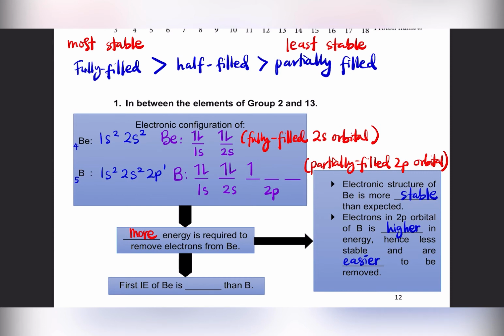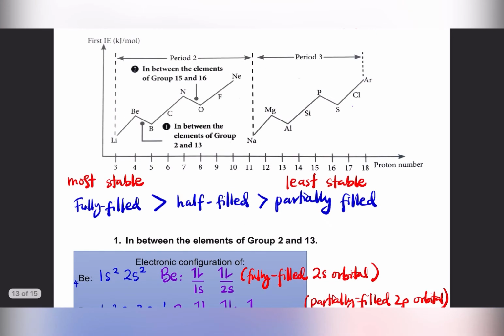So the first ionization of beryllium is higher than boron. So that is the explanation of how you describe the anomalous behavior for elements between group 2 and 13 for part 1. Now we go to part 2, the elements between group 15 and 16.